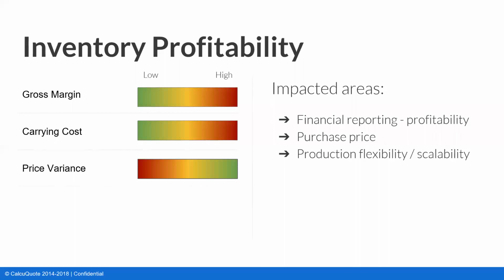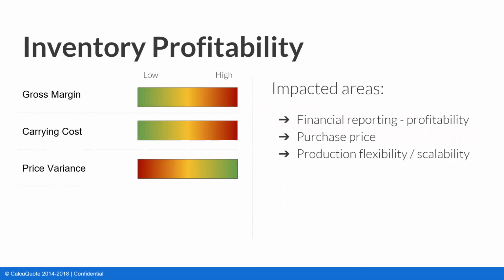Okay, the final thing I want to say on this one is the impacted areas. Again, the profitability on the financial reporting, the purchase price, which is the overall spend on materials, and the production flexibility and scalability are going to be impacted.